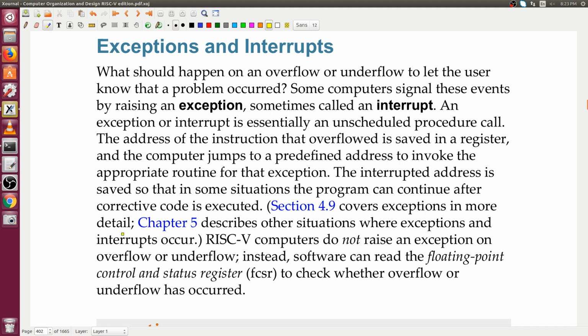Section 4.9 covers this in more detail. This isn't very important once you start getting into errors in the control section of the pipeline, because if the outcome of some arithmetic operation determines a branch, we're going to need an interrupt or something to happen so that we don't mistakenly branch to a different location. We don't want to exit a loop before we're supposed to. RISC-V computers, as a RISC-V specific architecture feature, do not raise an exception on overflow or underflow. Instead, software can read the floating point control and status register to check whether this has occurred. Basically they're not going to fix the problem for you, but they allow you to check if there was a problem. Does everyone get the idea of exceptions and interrupts?